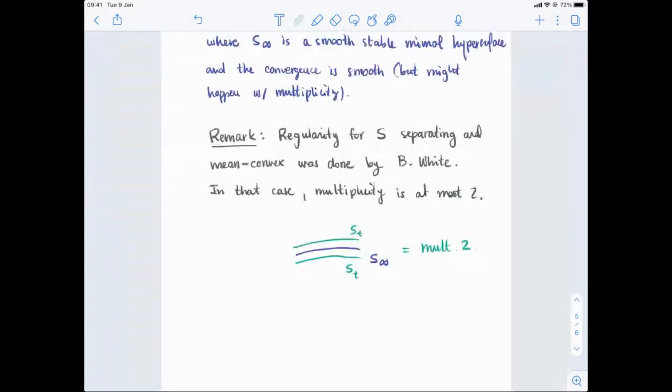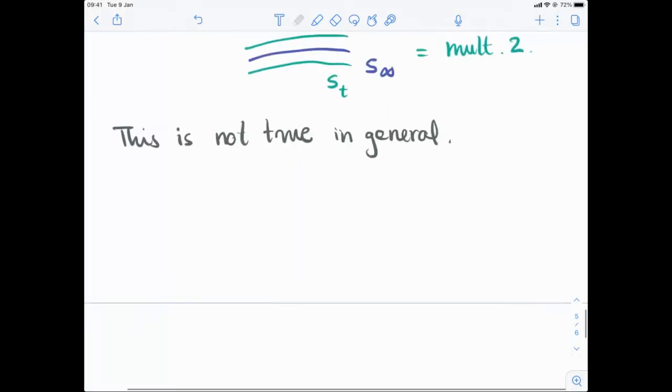So this is no longer true for non-separating surfaces. This is not true in general. And then we produce an example for this. So it's not so hard to produce an example with arbitrary multiplicity after you see this. I'm just going to show you one with multiplicity 3. So the example would be, I hope I can draw it, something like this.